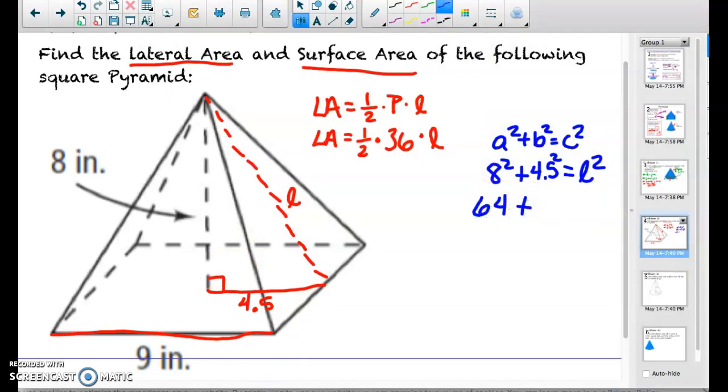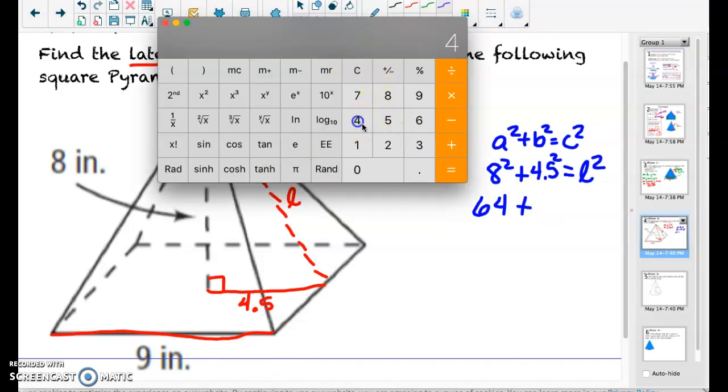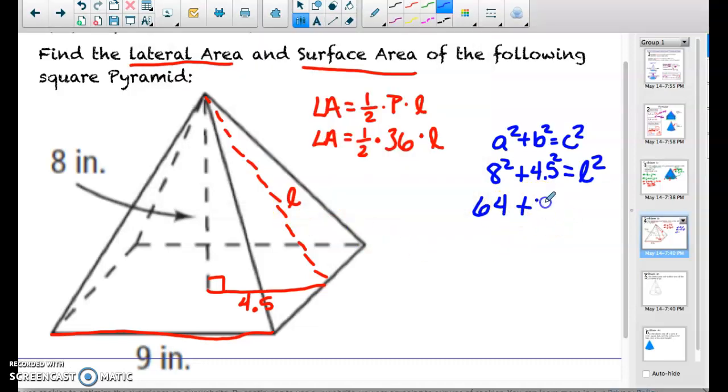Plus 4.5 times another 4.5 is going to give us 20.25, is equal to our slant height squared. So now I'll add those two numbers together. I'm going to get 84.25 is equal to that slant height squared.